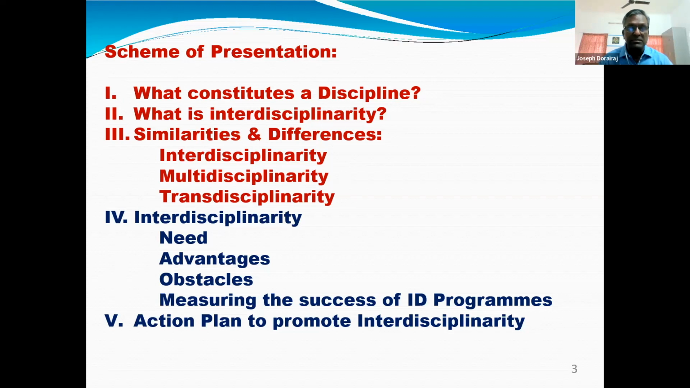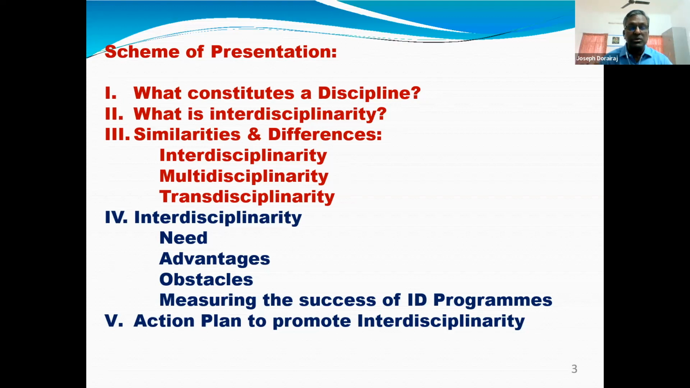Interdisciplinarity, multidisciplinarity, and transdisciplinarity. The similarities and also the differences among the three terms. Then in the fourth part of it, since my focus is on interdisciplinarity, I would like to talk about the need for interdisciplinarity. What are the advantages in pursuing an interdisciplinary project or a program? And at the same time, what are the obstacles that hinder the pursuit of interdisciplinary programs?